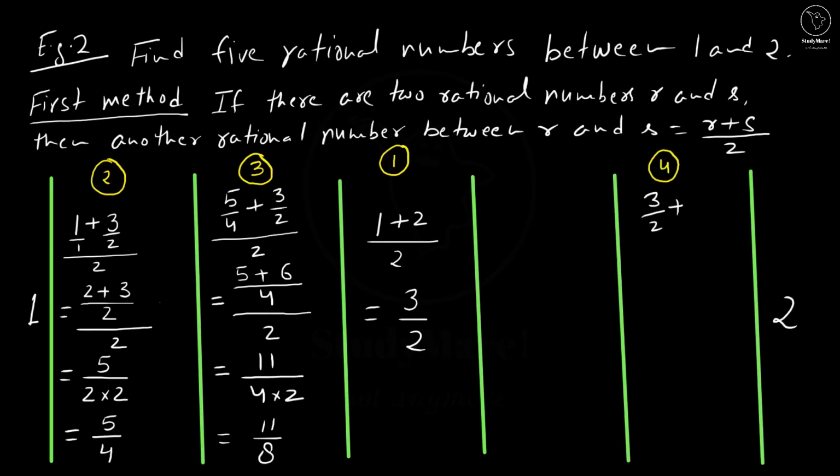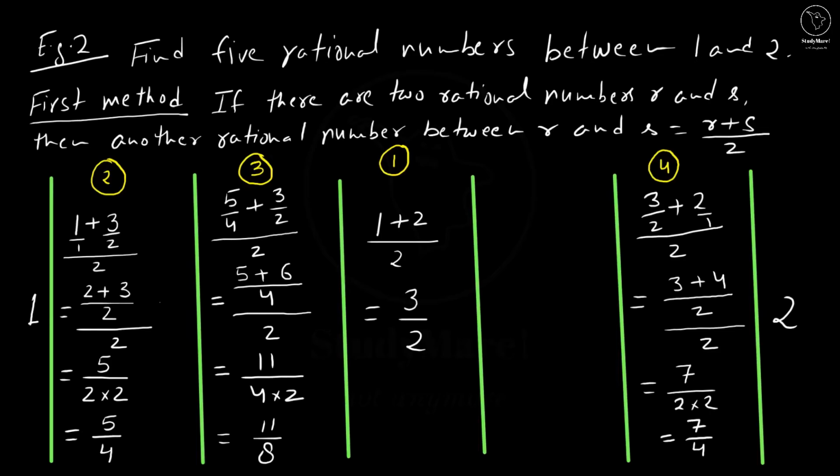Let's do 3 by 2 plus 2 divided by 2, which equals, LCM is 2 and we get (3 plus 4) by 2, whole divided by 2. Solving it further, we get 7 by 2 into 2, which equals 7 by 4. And here we go with our fifth and final number.